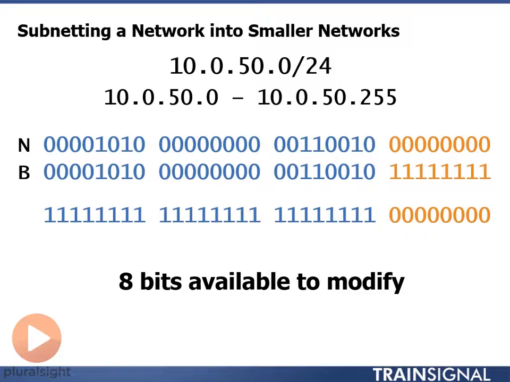10.0.50.0/24 can also be written as 10.0.50.0 through 10.0.50.255. And if we look at our binary representation of that, we see that our subnet mask has 24 bits in it. So we put the first 24 bits in the network portion, 8 bits in the host portion. To get my network address, I put all zeros in the host portion. To get my broadcast address, which is the very last address in the network, I put all ones in the host portion. All right, so I have 8 bits available to modify.